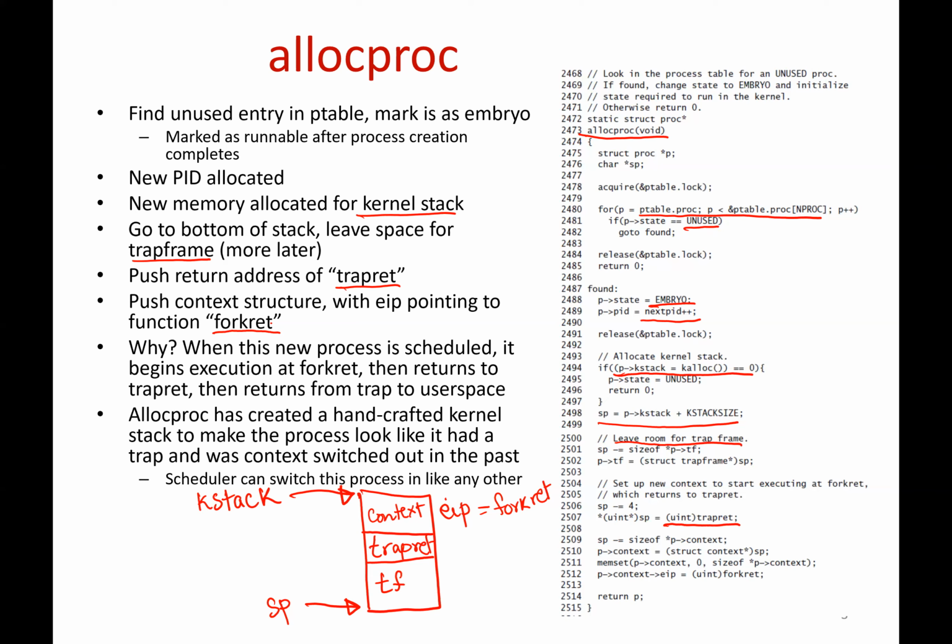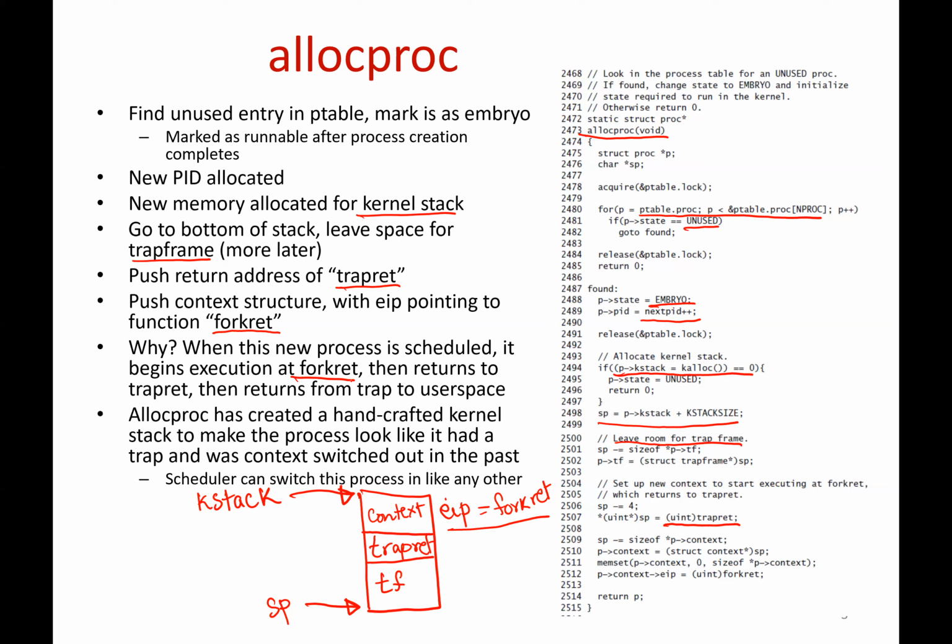And now the CPU scheduler is going to find this process and it will run it. Now, when the CPU scheduler finds this process and runs it, what happens? We have seen this in a previous lecture. It will look at the context structure. It will pop the context from the context structure. So this new process will go to this EIP first. It will begin execution in forkret. It will run this forkret function.